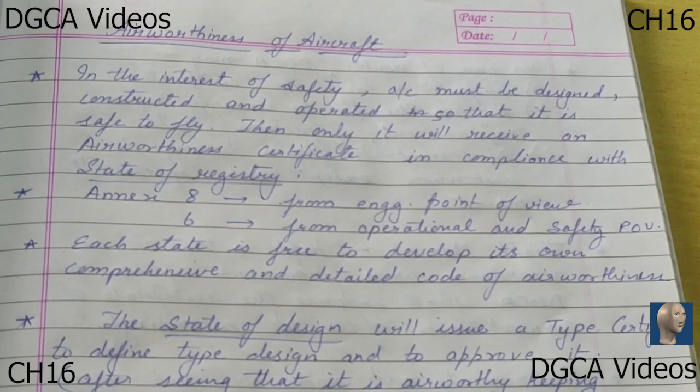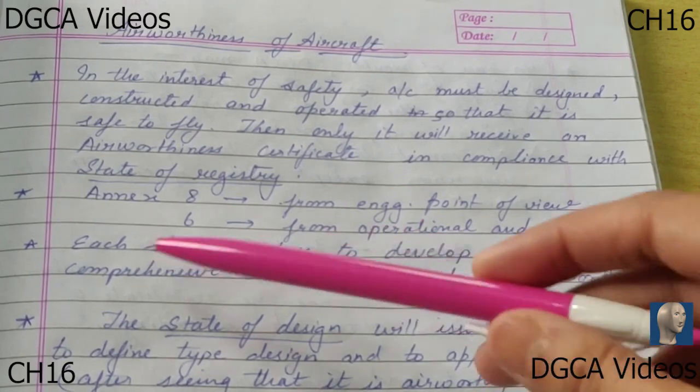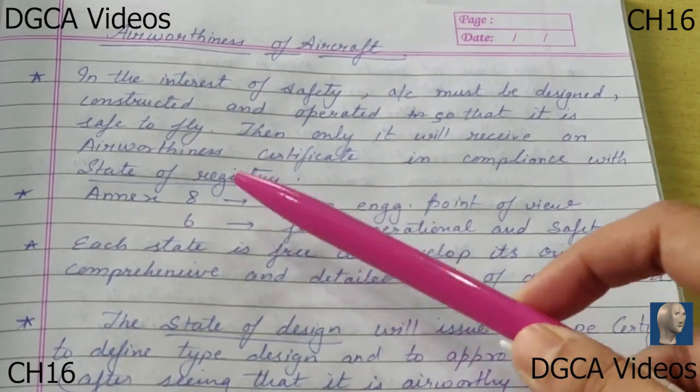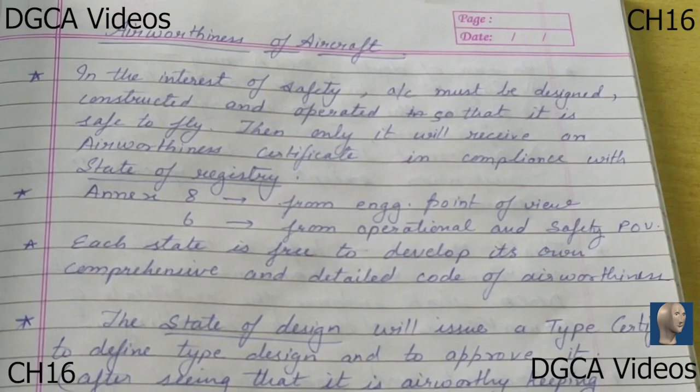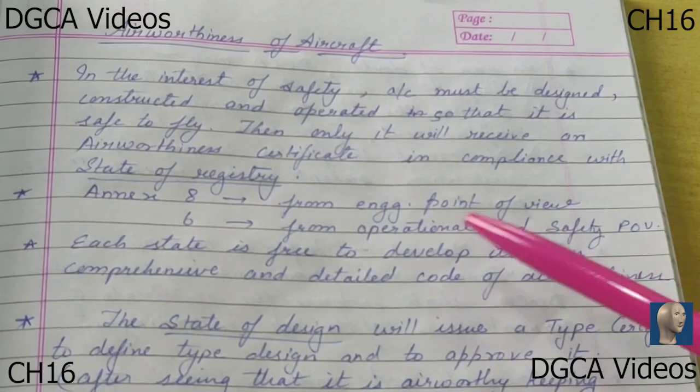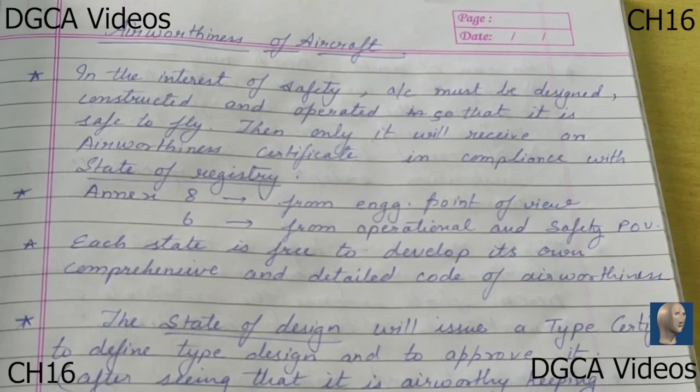So it is in compliance with the state of registry, and Annexure number 8 specifically sets out rules for the airworthiness certificate for the aircraft, but it is from the engineering point of view. With the help of Annexure number 6, you can also gain a perspective from the operational and safety point of view. So keeping all these things in mind, an airworthiness certificate is issued.